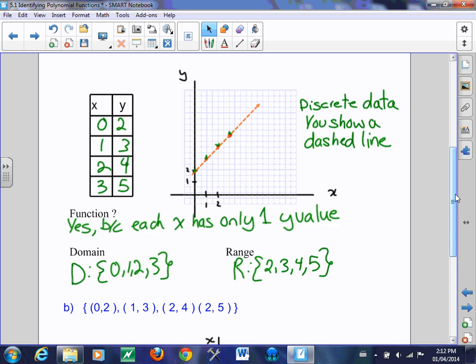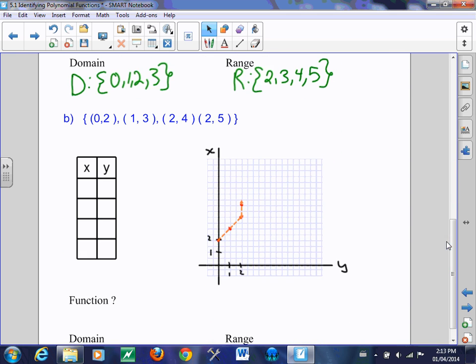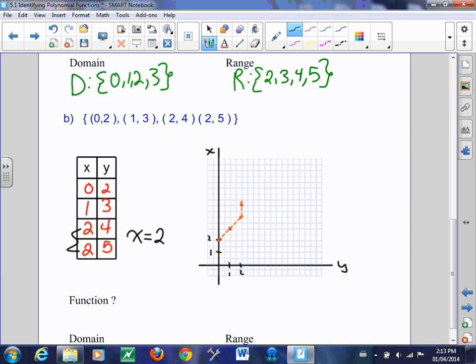All right, good. Now we're going to move on to the second one. Again, for B, we've got a set of ordered pairs, so let's put that in the table. And I always put it in the table because it's a better visual for me. Looking at this visual, does each x have its own y? And where I get stuck is right here. When x equals 2, what happens to y? Y equals 4 and 5.